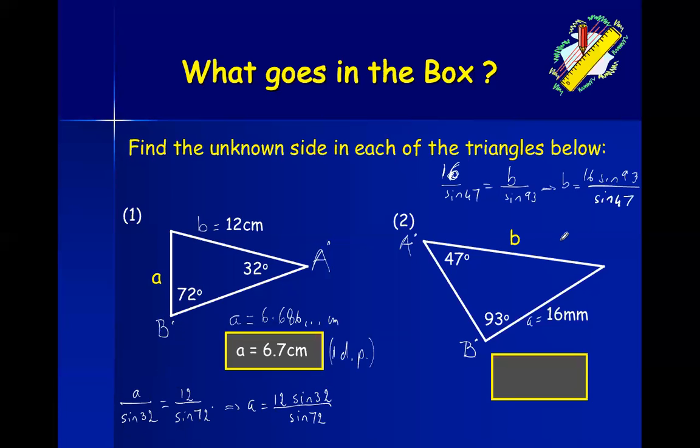16 sine 93 divided by sine 47. Checking again. 21.847. I think that's what I said. Yeah. And then that just rounds to 21.8 millimeters. Yeah. Okay.